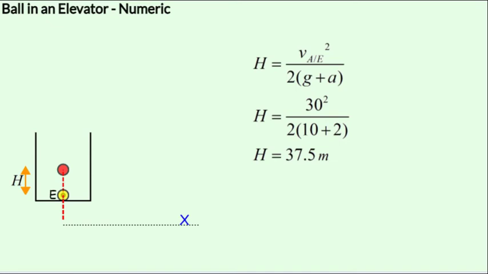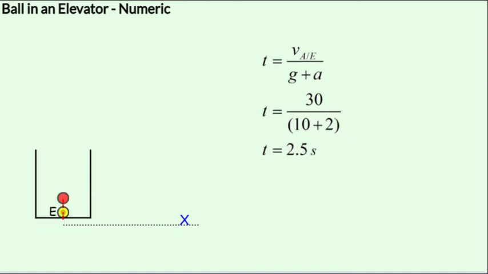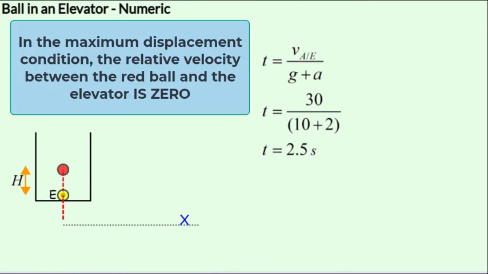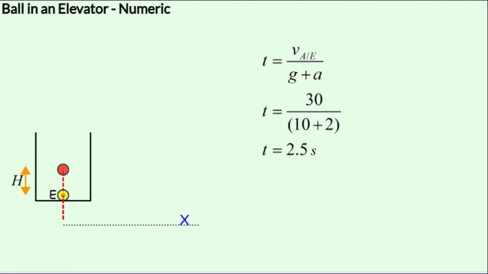Finally, let's find out how much time is taken by the ball to reach this position of maximum displacement. To derive this formula, you again use the concept that for the maximum displacement condition, the velocities of the red ball and elevator are identical, so their relative velocity is 0, and we make this substitution into the first equation of motion. The formula is V_A/E over (g plus a). So we get 2.5 seconds.